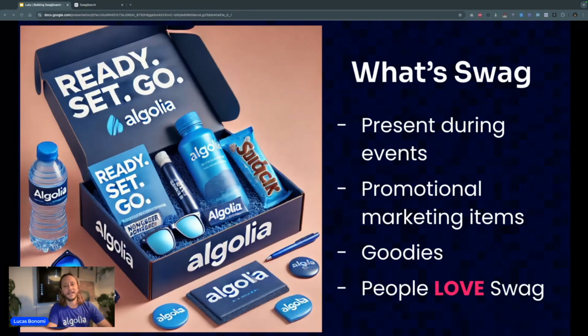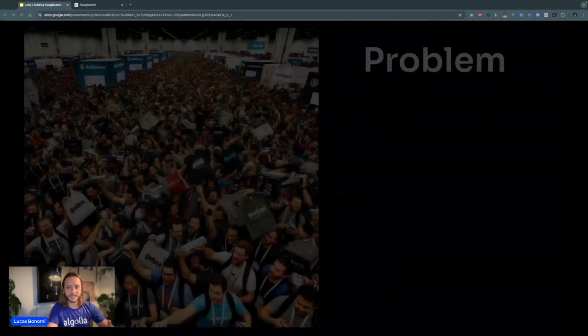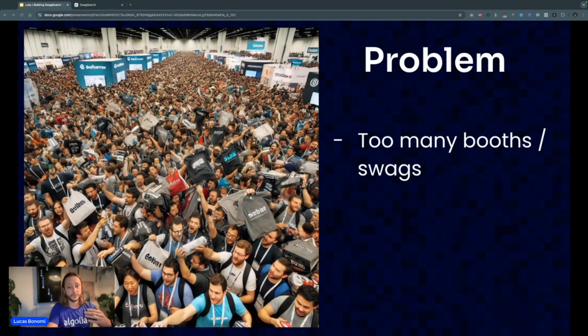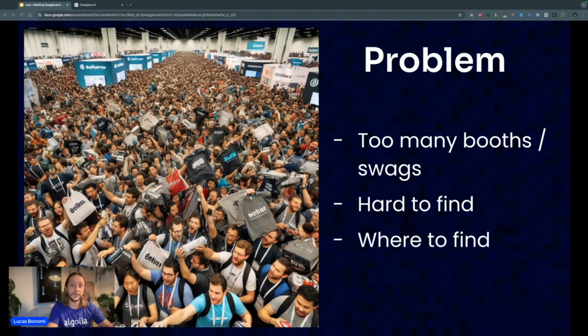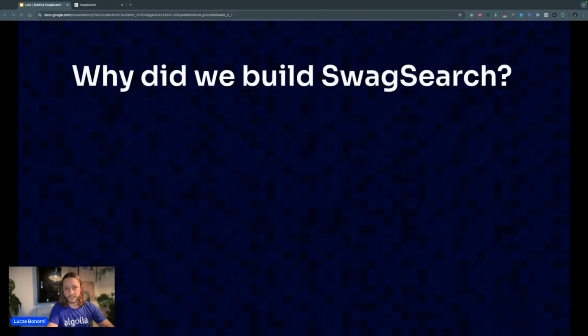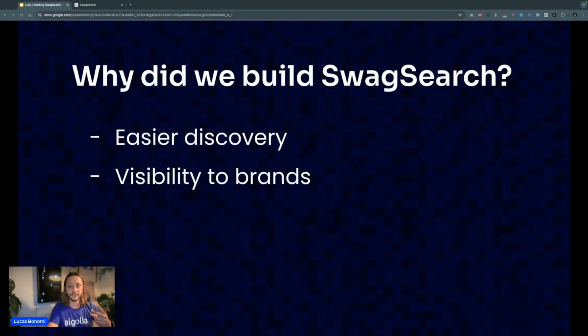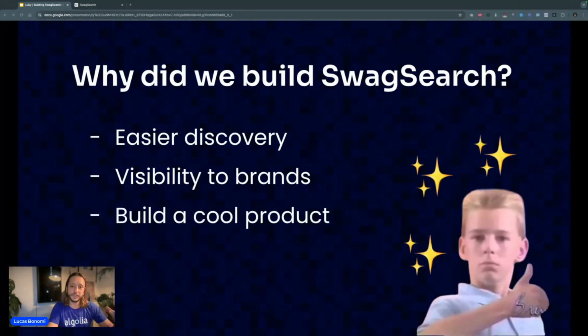Which leads us to the problem: sometimes at big conferences or events, there are too many booths or too much swag, and you cannot really keep track of the swag you have and the booths where to find them. So they're hard to find, and even if you know what swag there is at the conference, you really wonder where you can find it. For all of these reasons, we built SwagSearch, also to bring an easier discovery experience for swag, to bring more visibility to brands, and again, just to build a cool product.